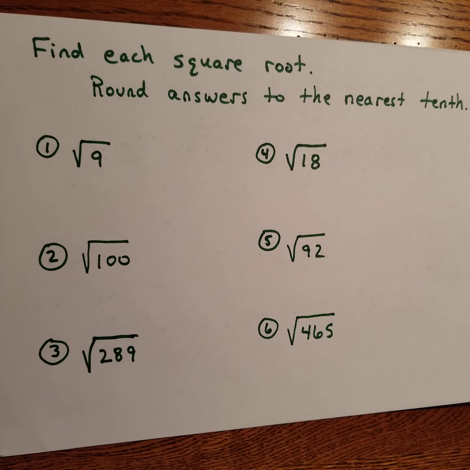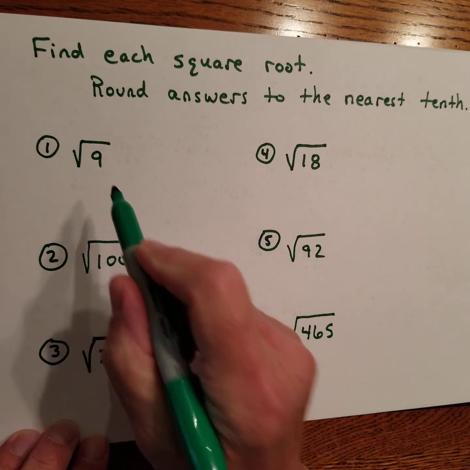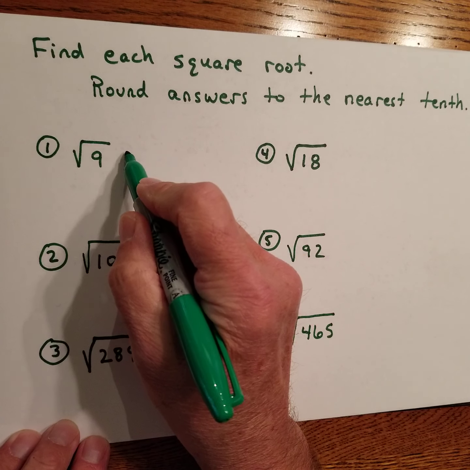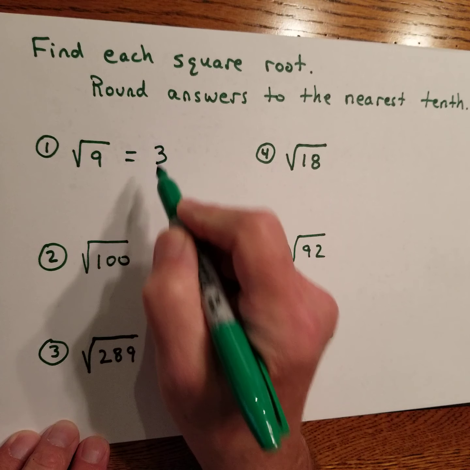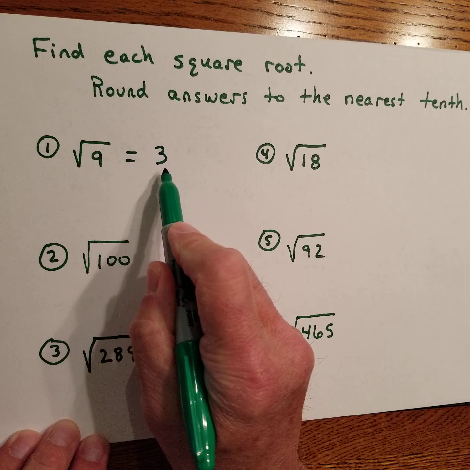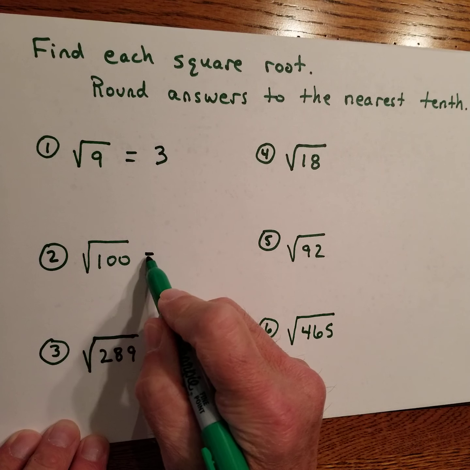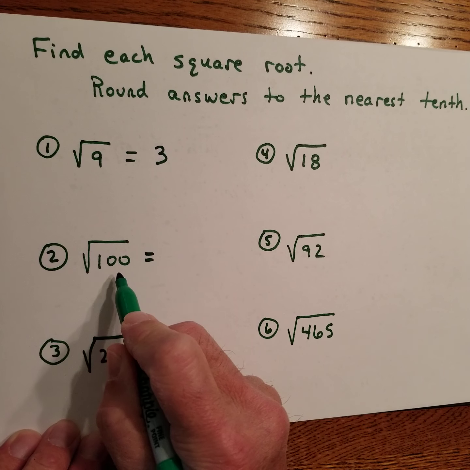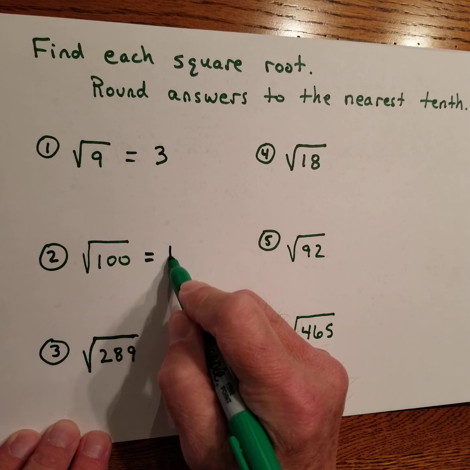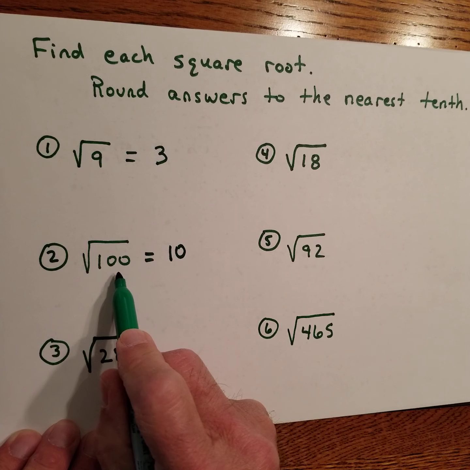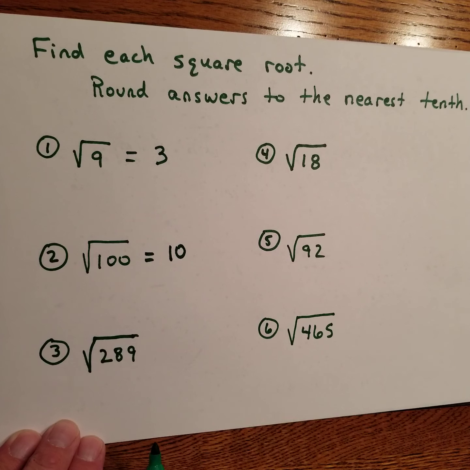In this video, we're finding the square roots of numbers. Some square roots are easy to find. Like the square root of 9, we know that is 3 because 3 times 3 gives me 9. What times what gives me 100? Well, 10 times 10 gives me 100. So the square root of 100 is 10.